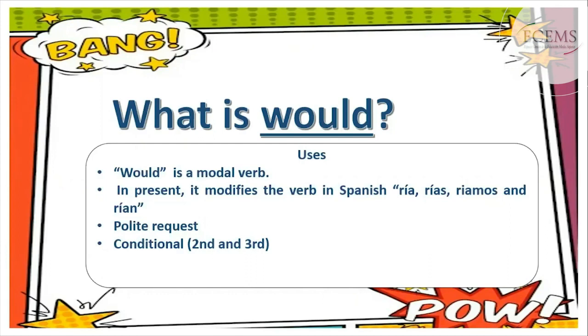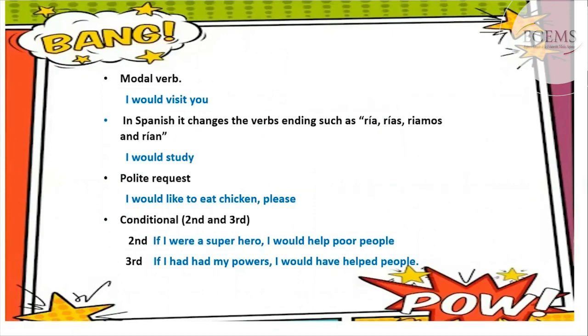It is used for polite requests, para pedir cosas amablemente. And for second and third conditional, para segundo y tercer condicional. Let's look at the following examples. Modal verb. I would visit you. Te visitaría. In Spanish, it changes the verb's ending. I would study. Estudiaría. For polite requests. I would like to eat chicken, please. Me gustaría comer pollo, por favor.